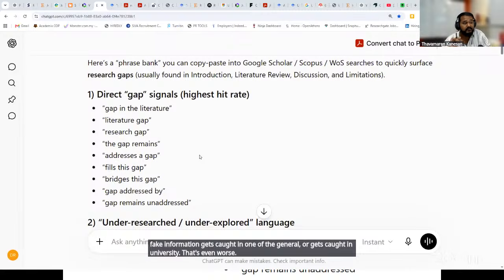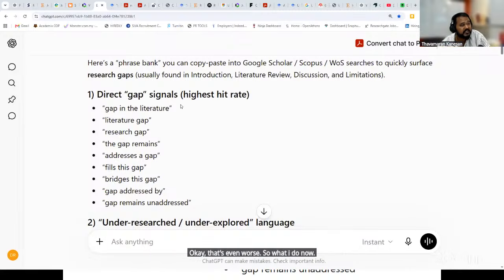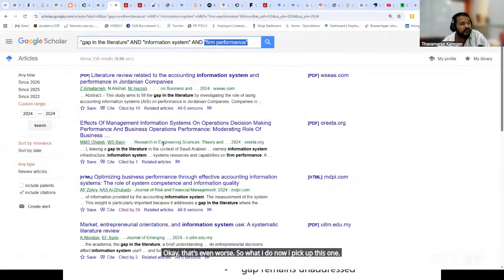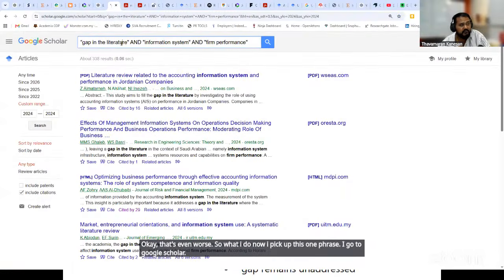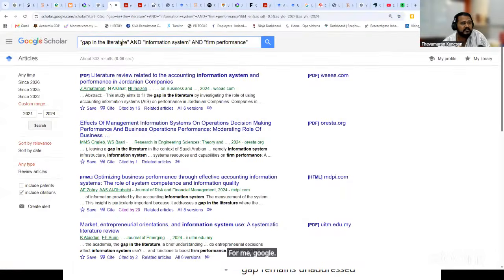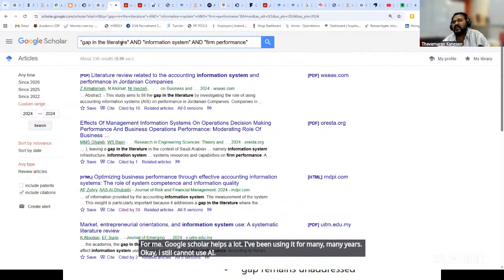So what I do now, I pick up this one phrase, I go to Google Scholar. For me, Google Scholar helps a lot. I've been using it for many, many years. I still cannot fully use AI because of a lot of trust issues. Yes, it makes my life easier, but I don't want my name on any paper that says retracted. That is the last thing I want to face in my life.